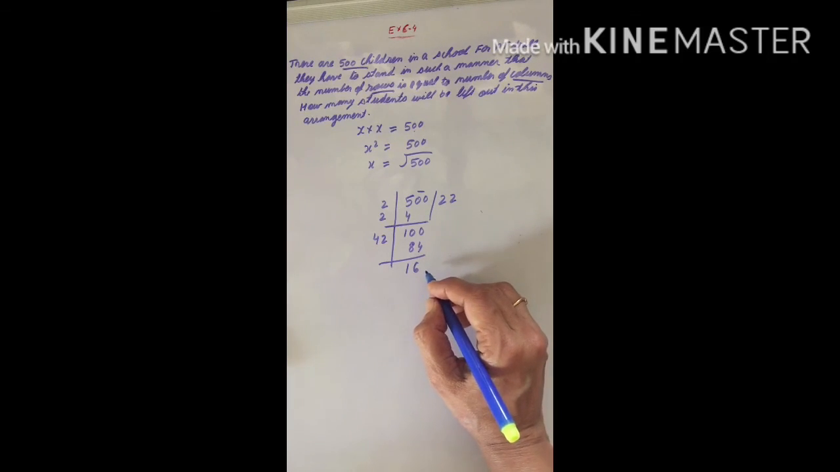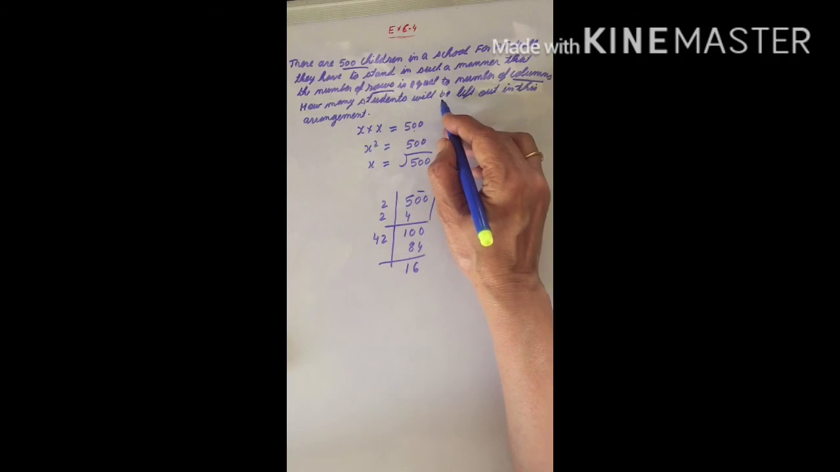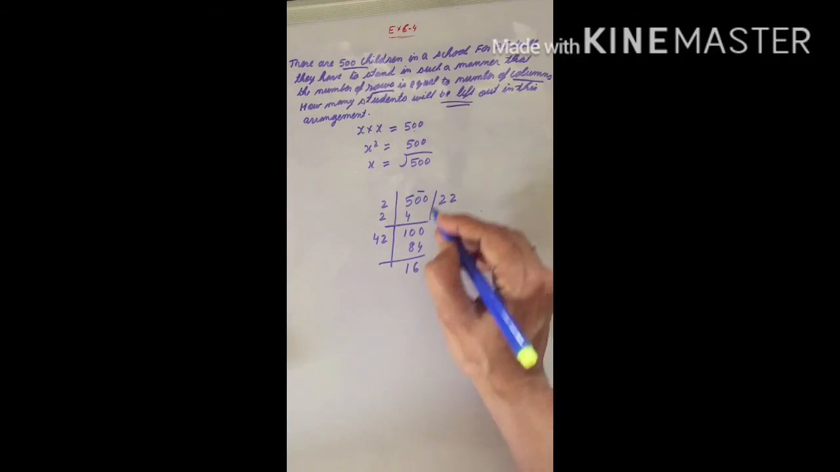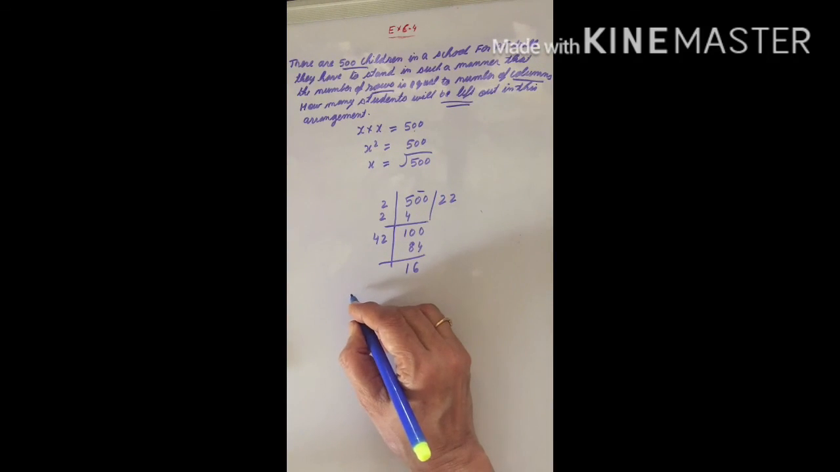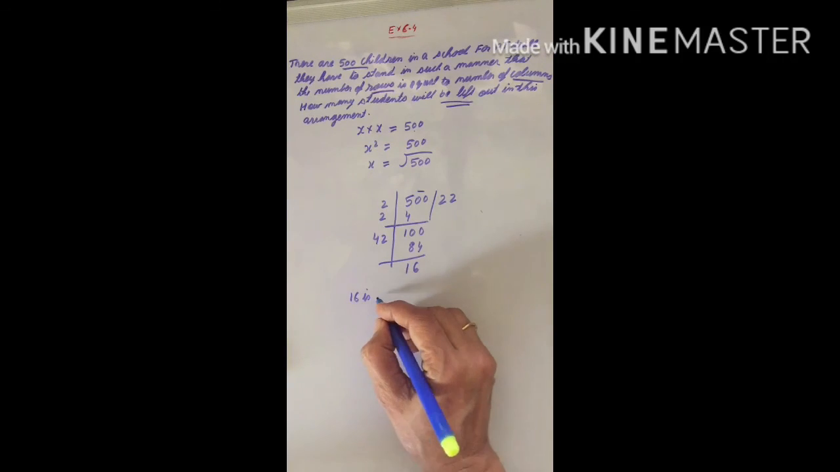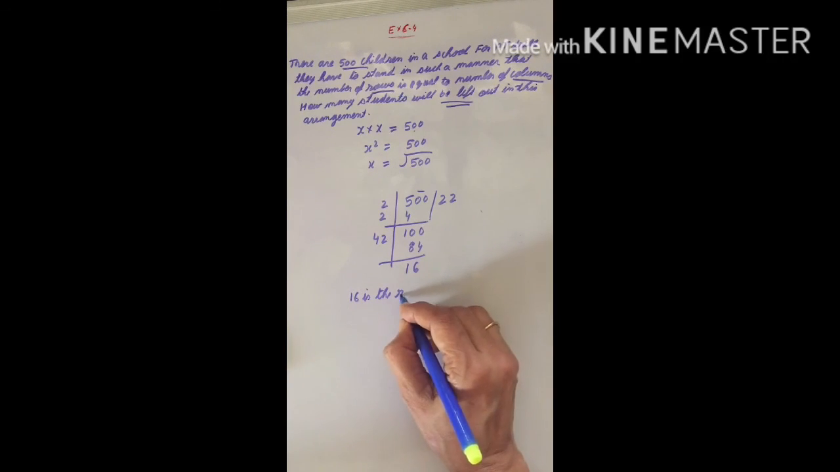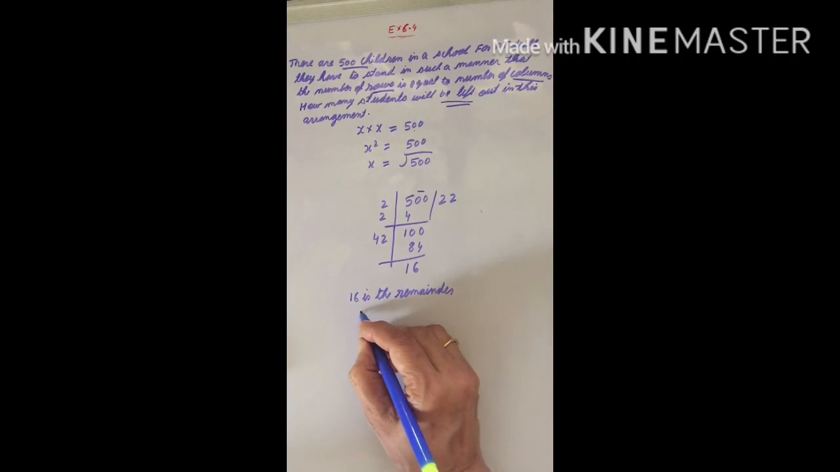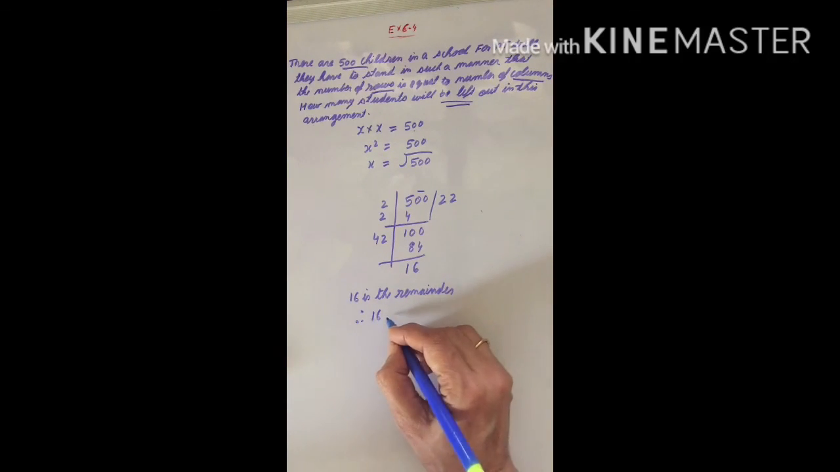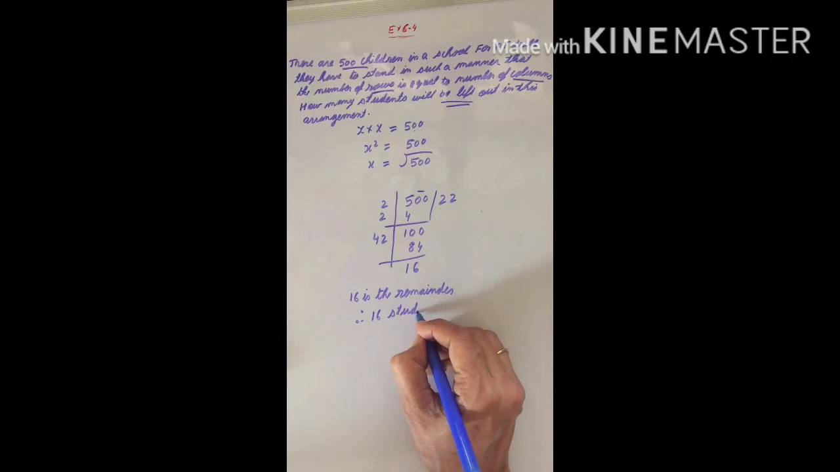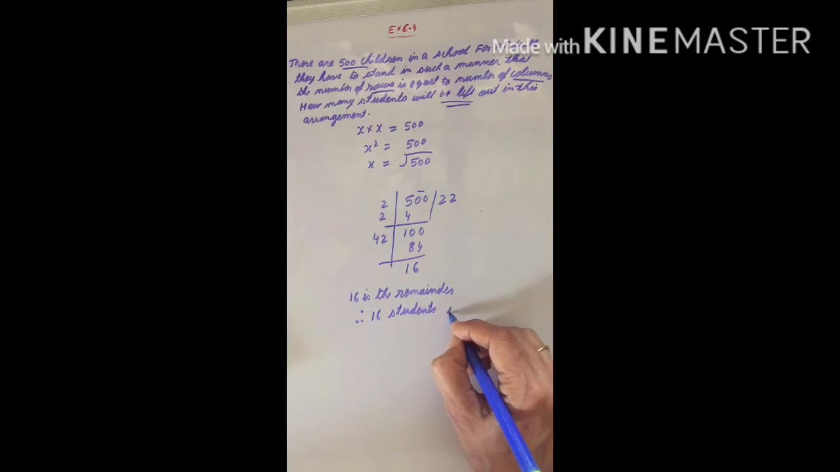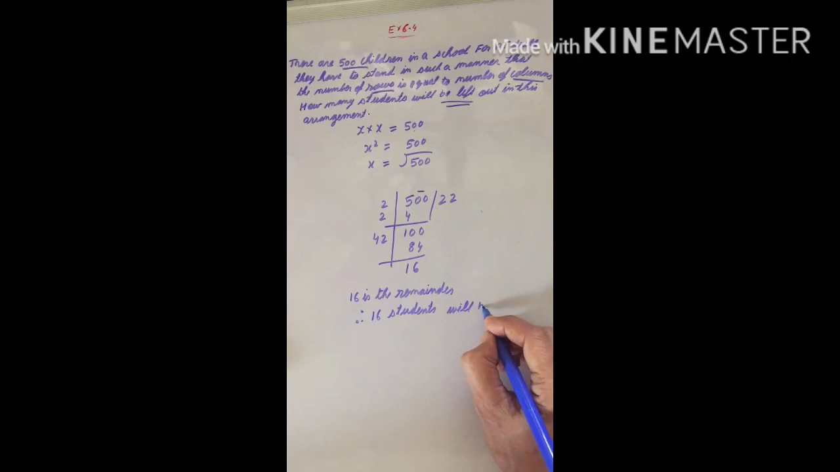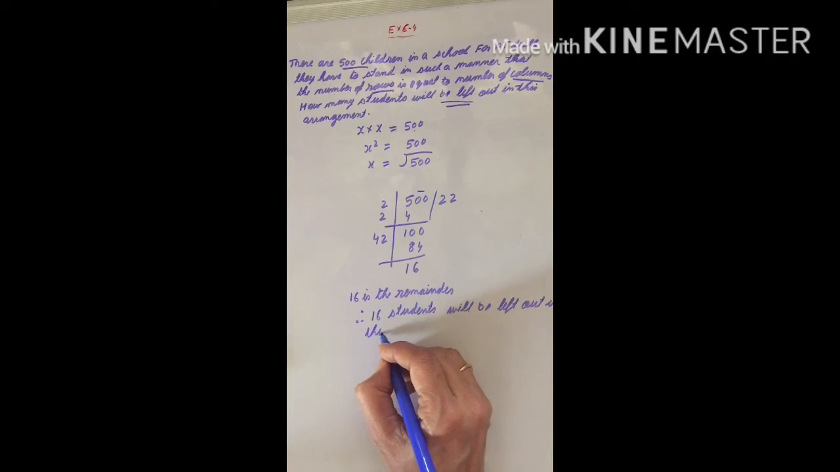Now it means here the question is, how many students will be left over? So the remainder. Now here what is the remainder? 16 is the remainder. So what is our answer? Our answer is that therefore 16 students will be left out in this arrangement.